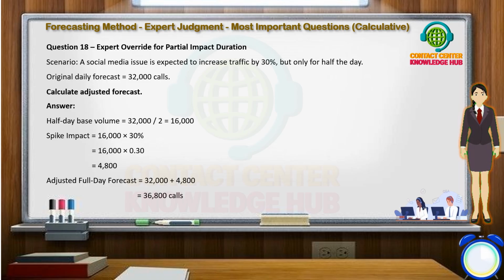Step 3. Calculate the adjusted full day forecast. Adjusted full day forecast is equal to original forecast plus spike impact. So, 32,000 plus 4,800 equals 36,800 calls. Final answer. The expert judgment forecast becomes 36,800 calls. Key takeaway. When an event only impacts part of the day, always adjust only that time window. It keeps your forecast realistic and prevents overstaffing.